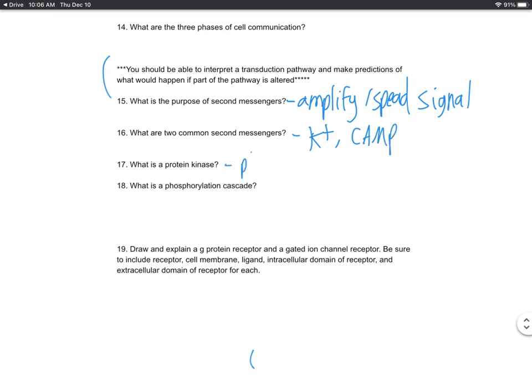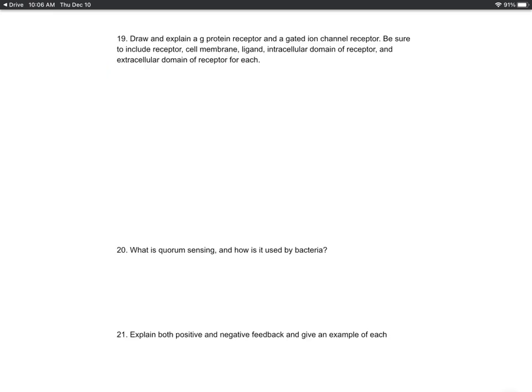Protein kinase is an enzyme that phosphorylates another protein. And phosphorylation is taking the phosphate from ATP, so it's essentially energizing or activating that protein. And the phosphorylation cascade is when you have one phosphorylating the next one, which phosphorylates the next one, and then the next one, and the next one, sort of on down the line. You can look up the structure of those receptors.